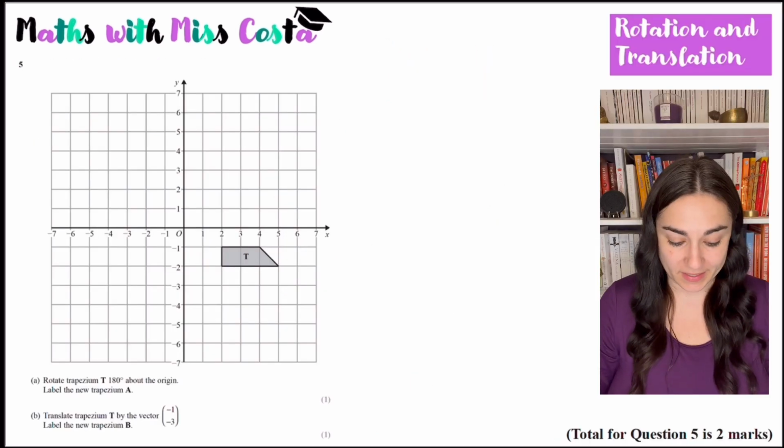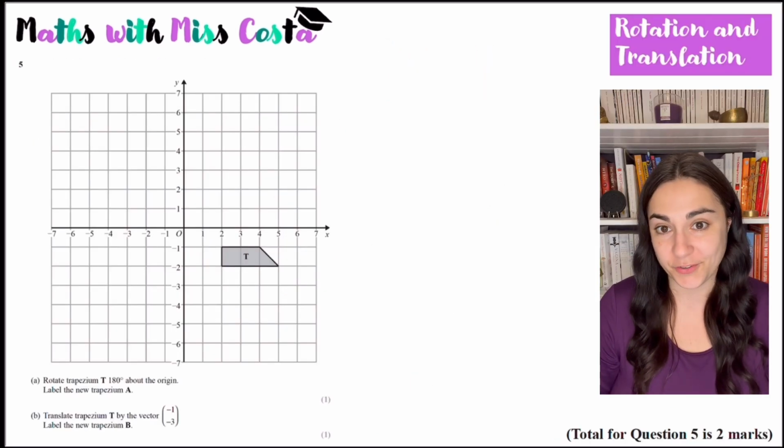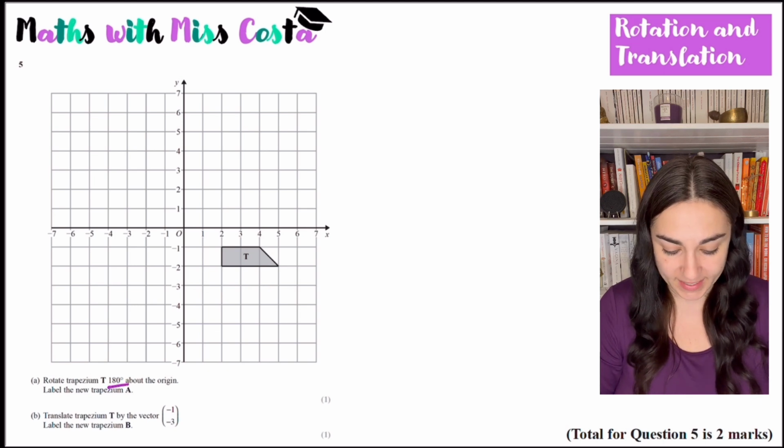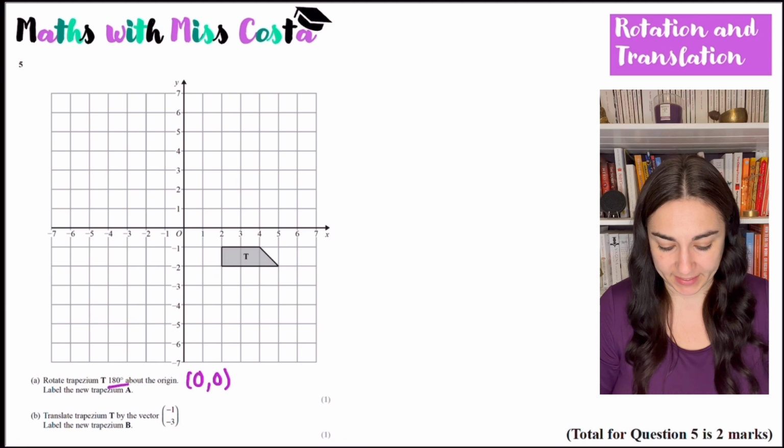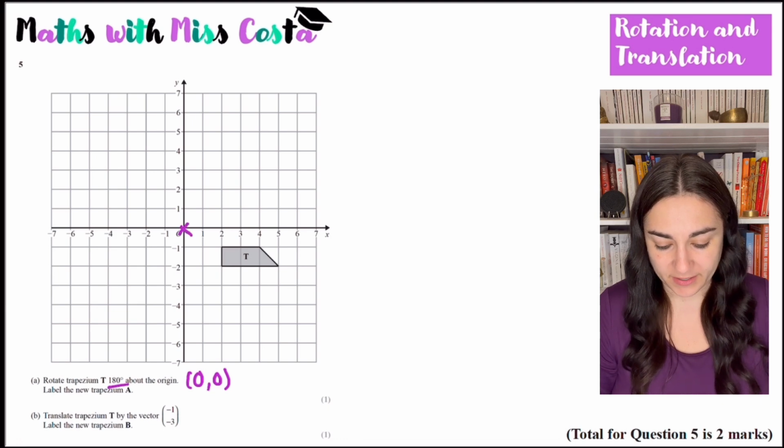In this question, you're being asked to, first of all, rotate trapezium T 180 degrees about the origin. And the origin is just the point 0, 0. So I'm going to do my rotation around here.